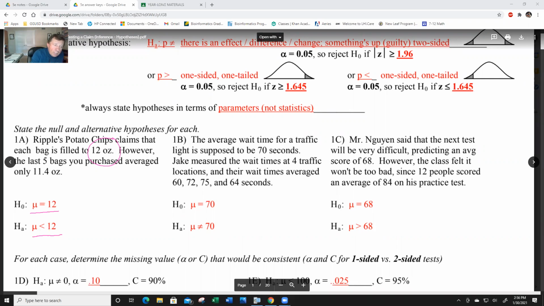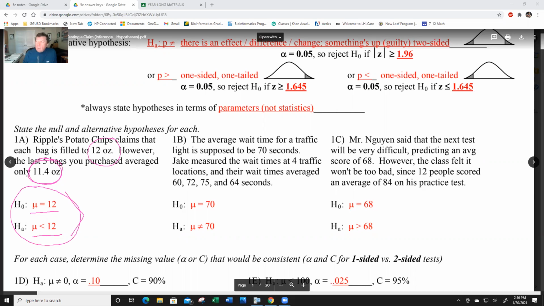And the question is, does this statistic, 11.4, give enough evidence to prove that they're underfilling the bags? I don't know. We're not doing that right now. We're just doing step one, which is to write it out. So that is step one. Write your H0 and HA. Easy.